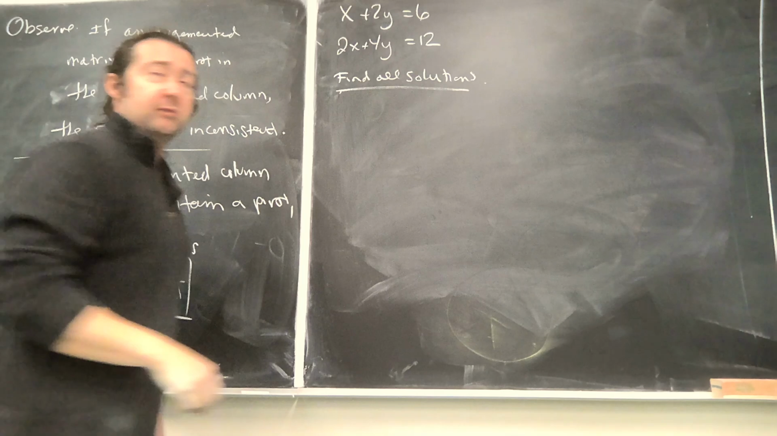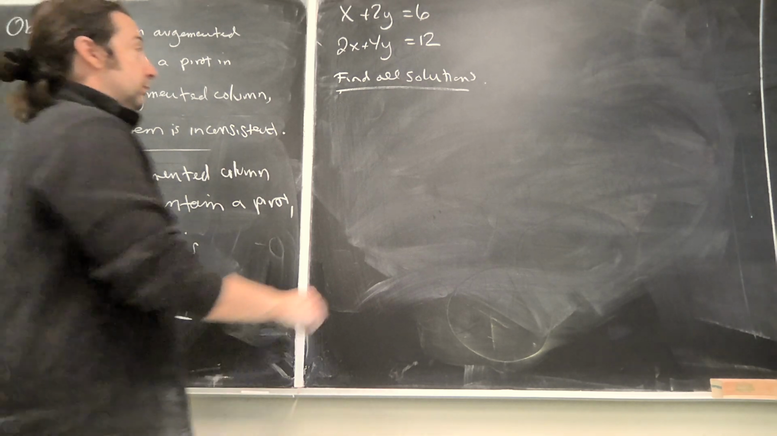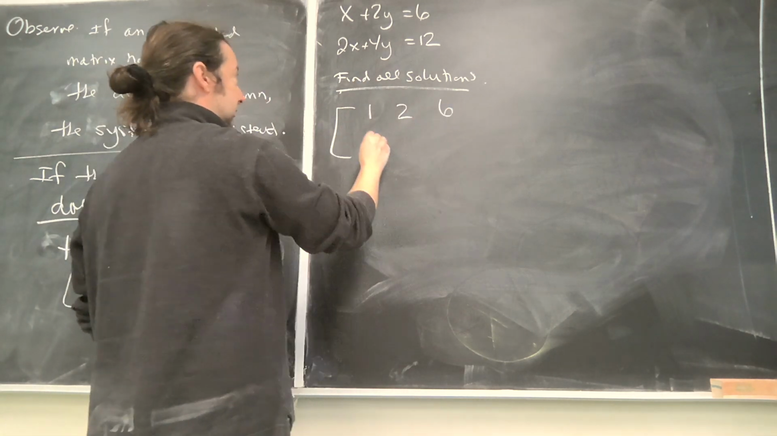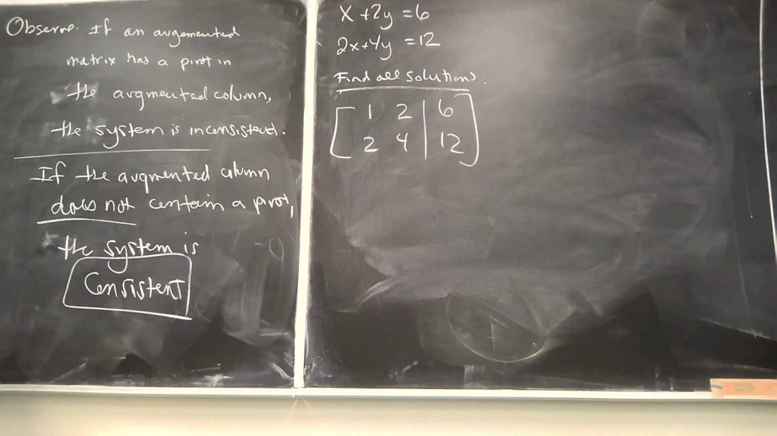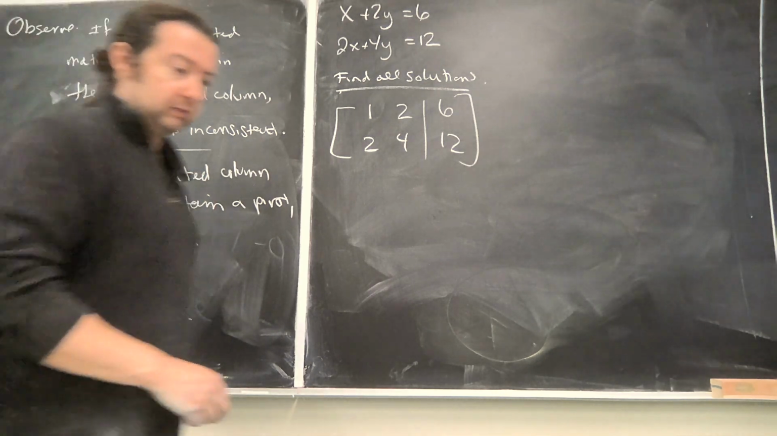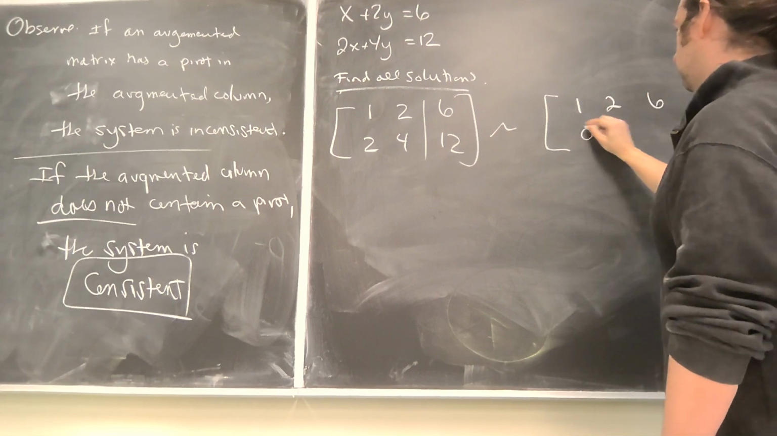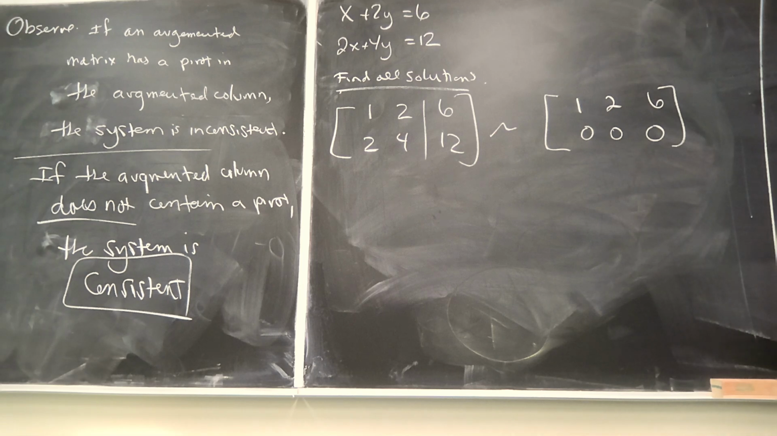So I could load you up with vocabulary and theorems, but I'm going to show you practically what's going on here. We're going to try to find all the solutions to this equation. If I wrote down the augmented matrix that represents this, and you were doing this on an exam, I would just tell you that this row reduces to 1, 2, 6, 0, 0, 0, unless you were being asked to actually show me that you know how to row reduce.